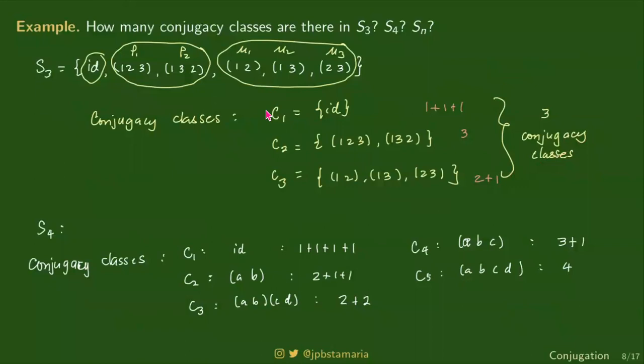Kapag ang n mo naman ay 4, ano yung mga possible ways to partition 4 as a sum of positive integers? Siyempre yung trivial decomposition yung 4, na pwedeng 3 plus 1, hatiin mo sa 3 at 1, or pwede mo hatiin sa 2, 2, or pwedeng 2, 1, 1.